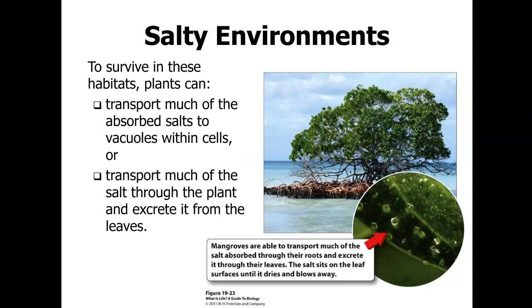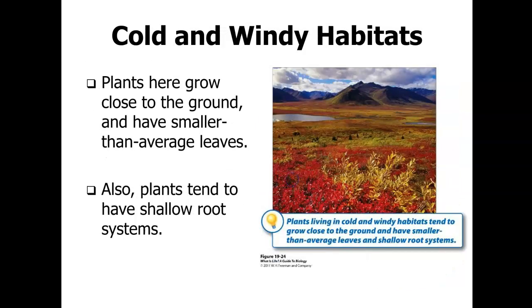With the salty environment, you might see plants survive in habitats by transporting a lot of those absorbed salts to the vacuoles within the cell. Sometimes they transport a lot of the salt through the plant and excrete it from the leaves. If you look over at the picture, you can see these salt crystals that have developed on the leaves on the outside of that plant.